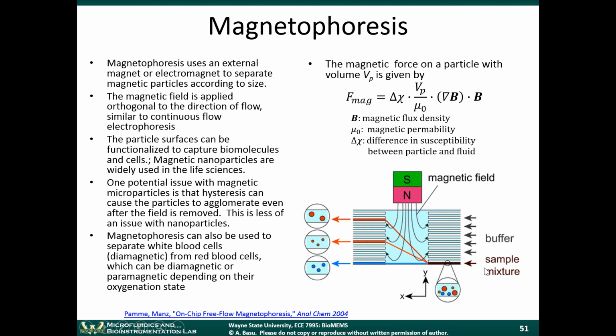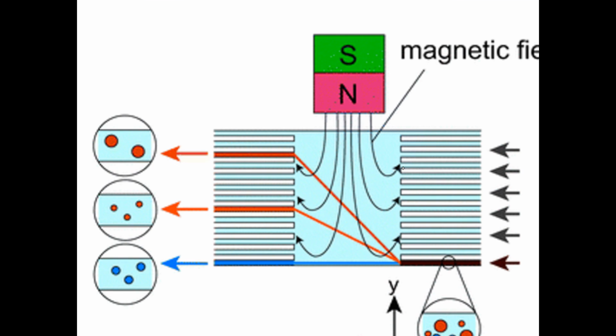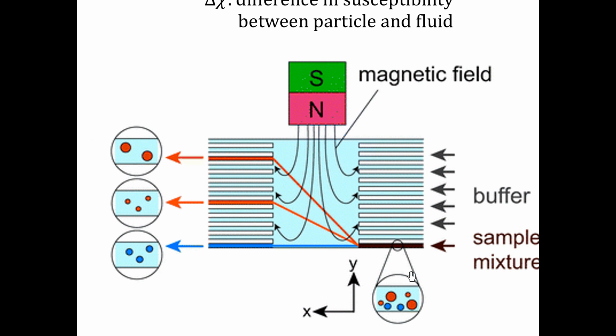So in this case, what happened? The sample mixture is going through the bottom streamline here. Important point to note here: the sample is coming down the bottom part of the channel, and this is just buffer. This is like continuous free flow electrophoresis. If you don't have the magnetic field, all the particles will just travel straight through the bottom half.